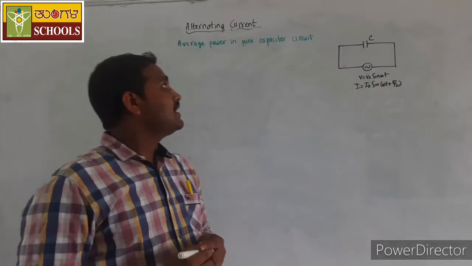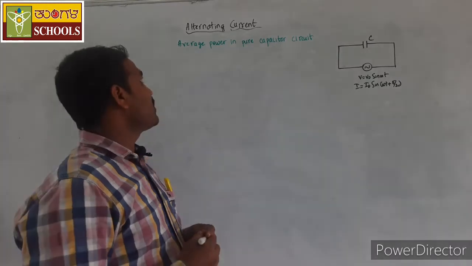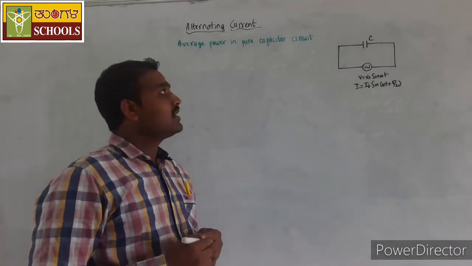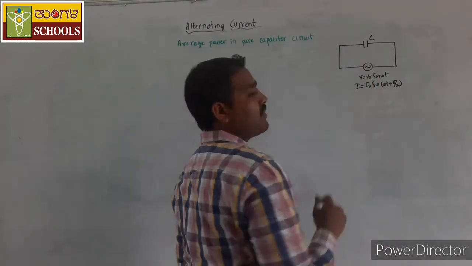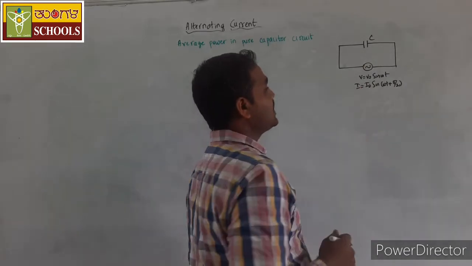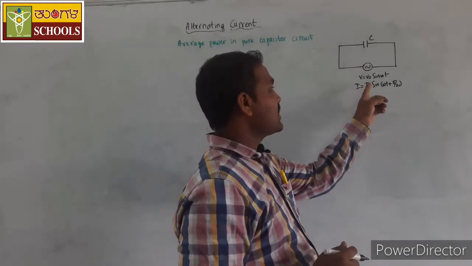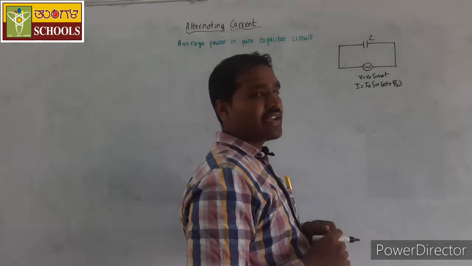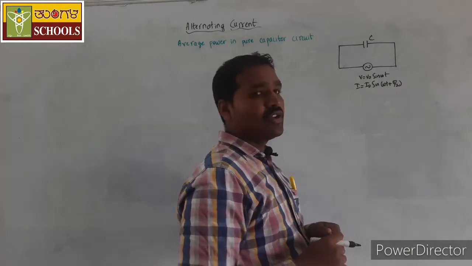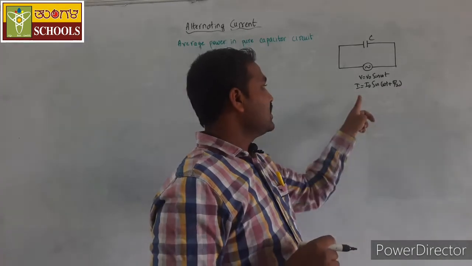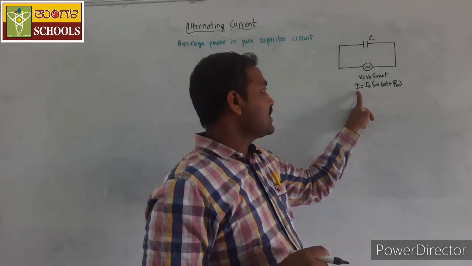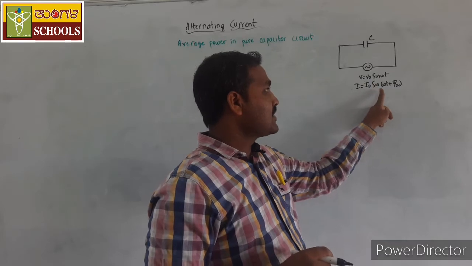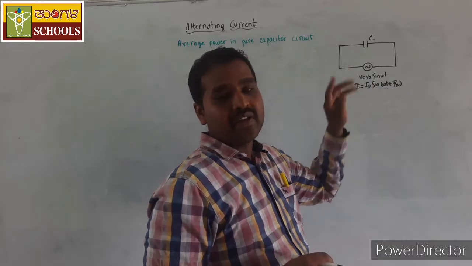Let us continue with the concept of the average power in a pure capacitor circuit. For that, let me consider a capacitor of capacitance C, which is connected to the alternating voltage V equal to V naught sin omega t. We know in a pure capacitor circuit the current leads the voltage by pi by 2 radians, and its equation is I equal to I naught sin of omega t plus pi by 2.